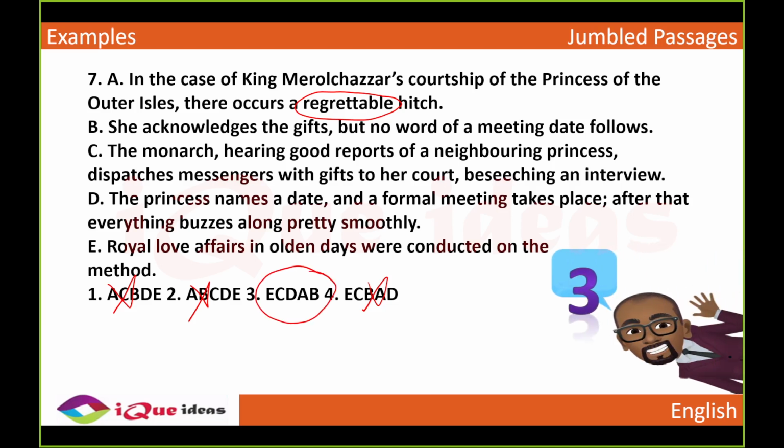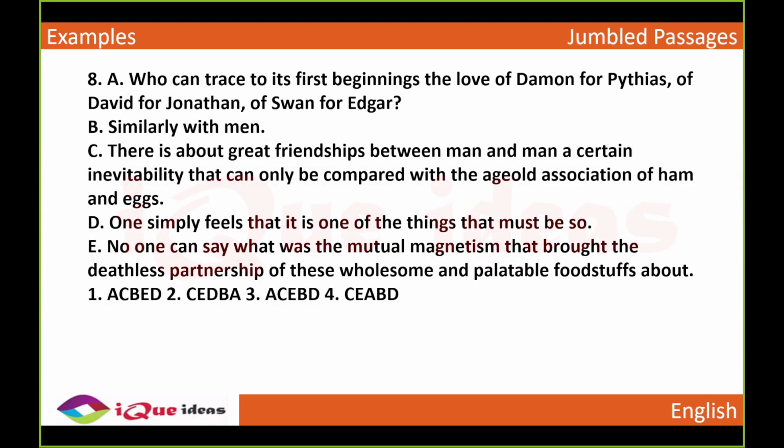E C D A B has to be my answer. You get that? E C D A B. So originally, what is supposed to happen? The king, if he sends a message to the princess, princess is supposed to say yes. Then they are supposed to go on date. Then everything is happily ever after. Fairy tale खत्म. But मेरोल कजार के केस में कुछ लफड़ा हुआ. क्या, प्रिंसेस ने गिफ्ट तो ले लिया बट मीटिंग के लिए कोई डेट ही नहीं दिया. So that is the way in which the story progresses and makes sense. Correct? Chalo. Next one then.